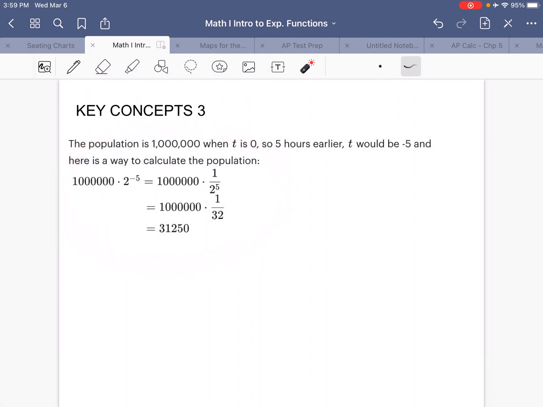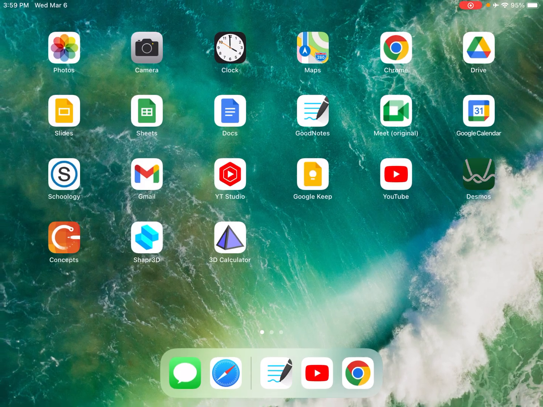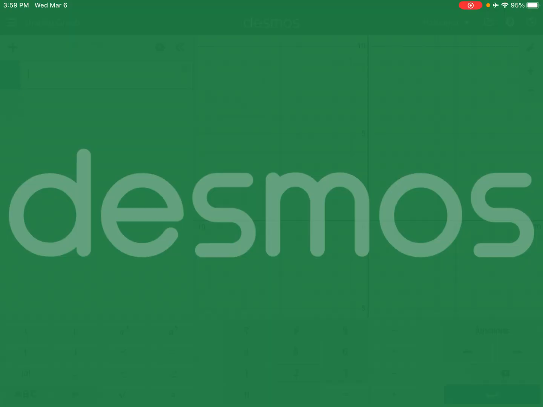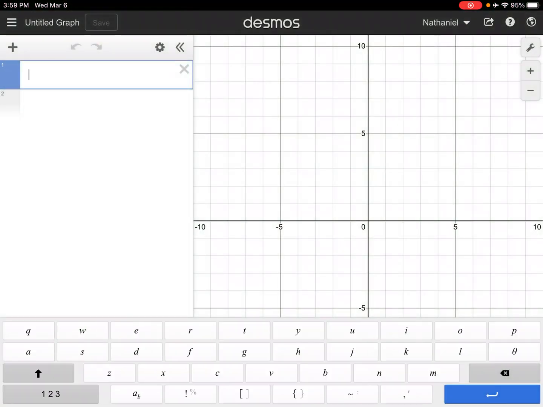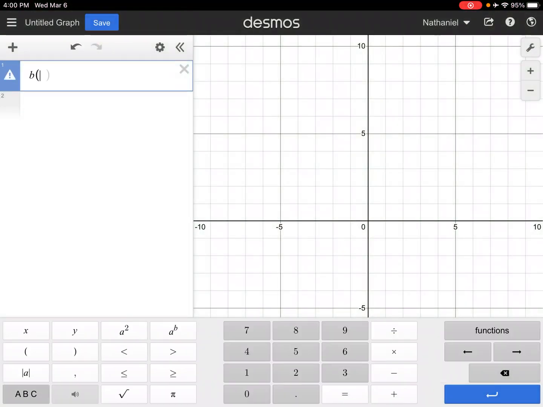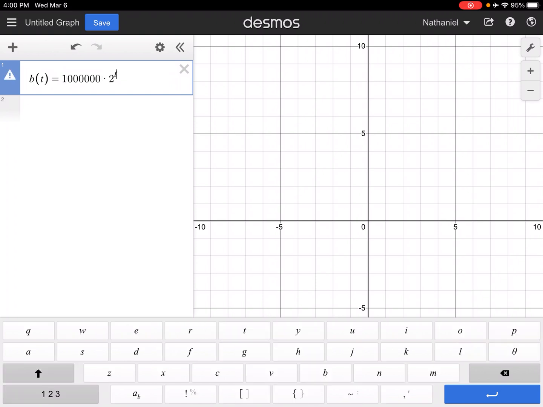Another way you could actually do this: we have 1 million times 2, and I would say do this on Desmos. We can set this up. We've got the number of bacteria as a function of time, b of t, equals 1 million times 2 to the t power.